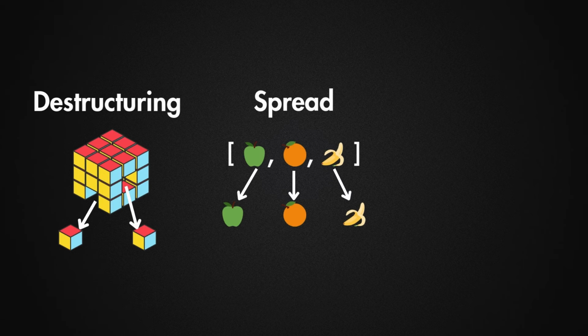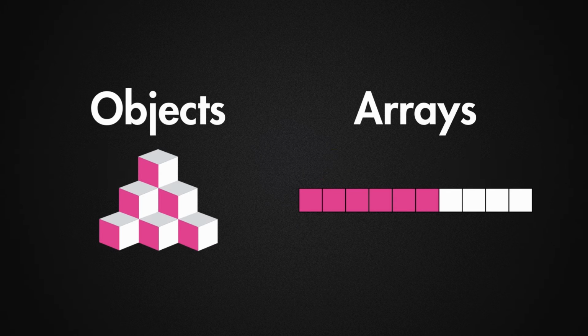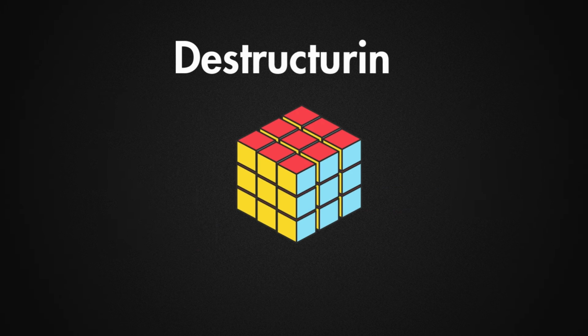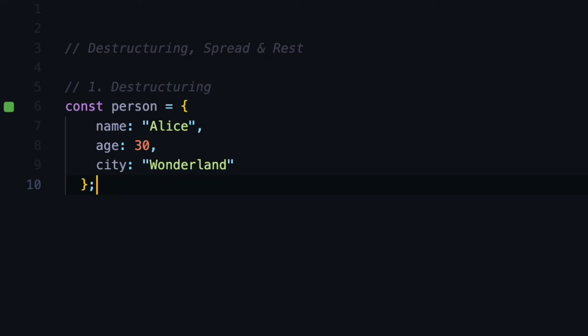Destructuring, spread, and rest are operators in JavaScript which are very useful when working with objects and arrays. Let's start with destructuring, which provides us a convenient way to extract values from objects and arrays and assign them to variables. Let's say we have this object person which has a name, age, and also city properties.